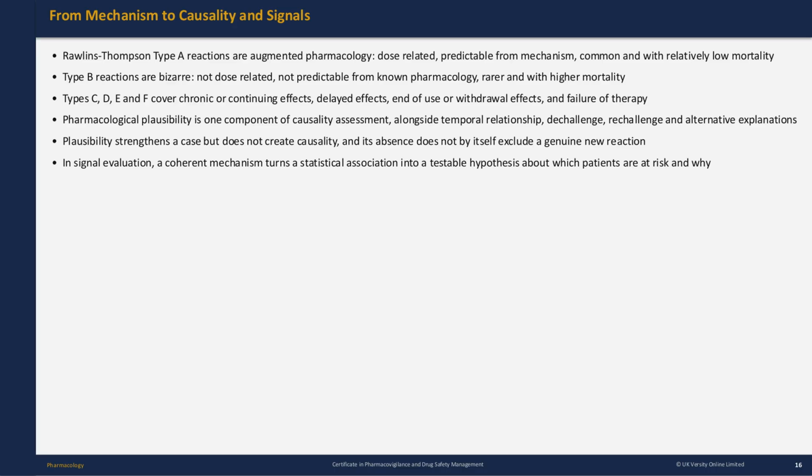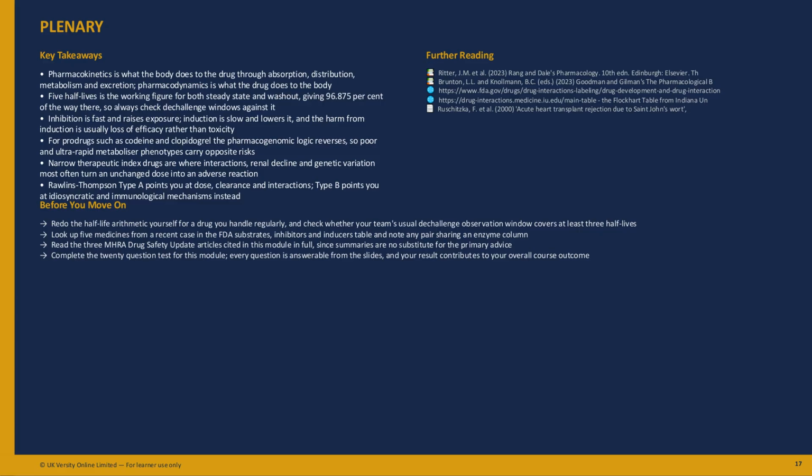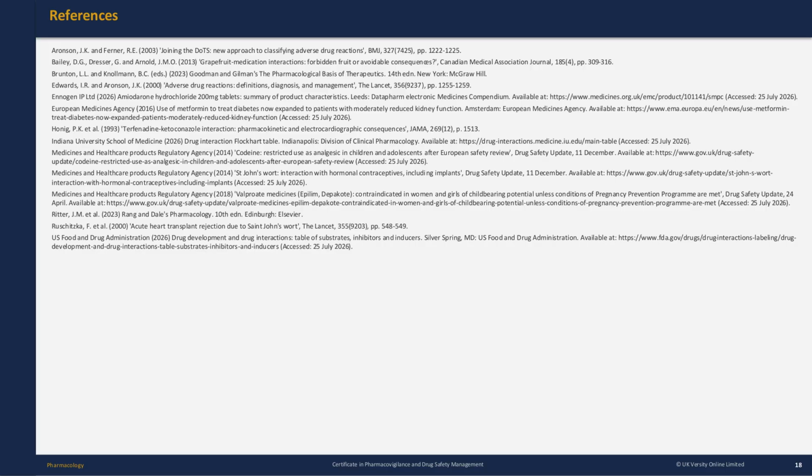failure of therapy. Pharmacological plausibility is one component of causality assessment, alongside temporal relationship, de-challenge, re-challenge, and alternative explanations. That completes this module. The key takeaways and suggested further reading are summarized on the slide. The full references for this module are listed on the slide for your further reading.